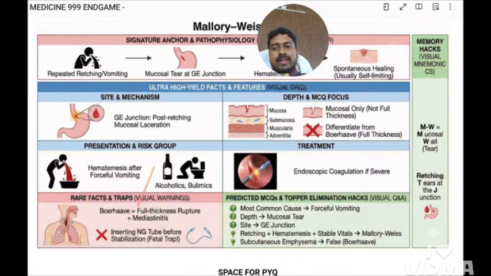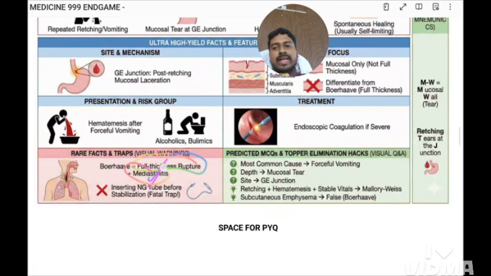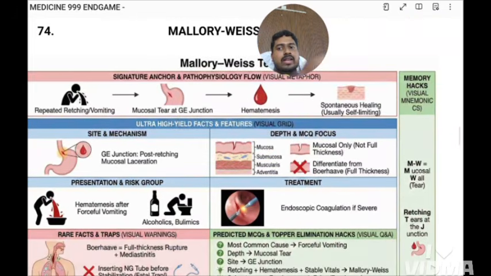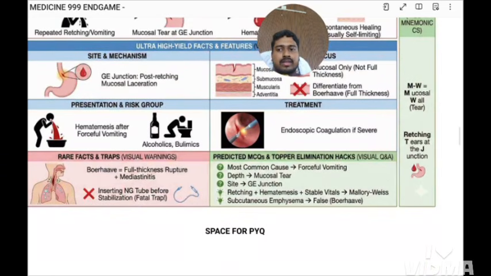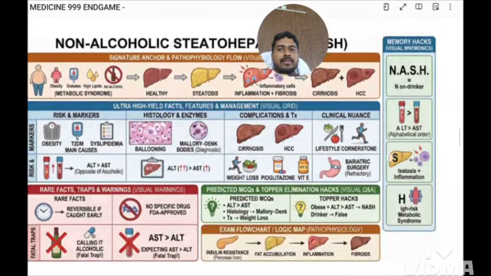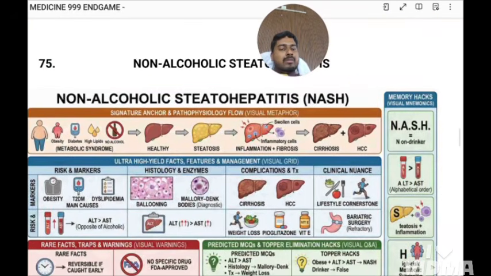So Boerhaave syndrome is basically a full thickness rupture along with mediastinitis. So you shouldn't insert an NG tube in this because it can lead to complications, because there is already a full thickness tear. It is a spontaneous transmural full thickness rupture of the esophagus after forceful vomiting or retching only. Cause is the same. Mallory-Weiss tear is superficial, but Boerhaave syndrome is a full thickness tear, and because of this, contents will leak into the mediastinum. That's why it will lead to mediastinitis also. Along with that, it can lead to subcutaneous emphysema also.